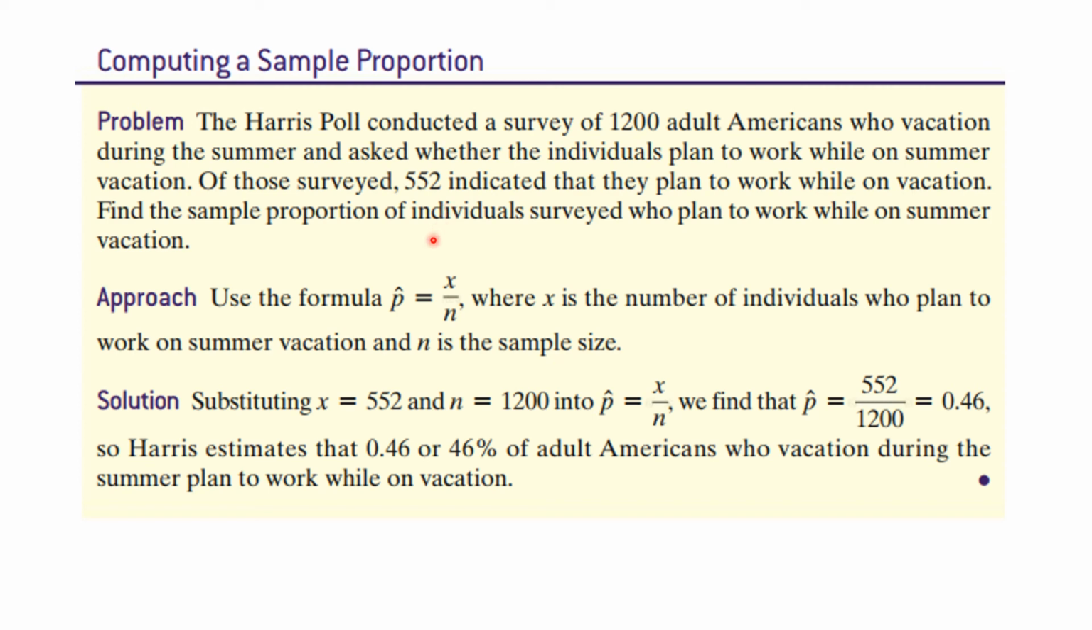Find the sample proportion. So you use the formula p hat equals x over n. You take the 552 and divide that by n. You do the calculation with the calculator or Excel and get 0.46. So based on this sample, the point estimate is that 46% of adult Americans who vacation during the summer plan to work while on vacation.